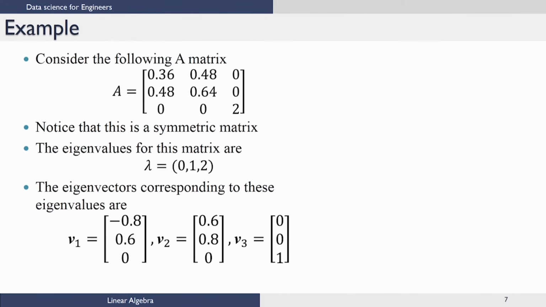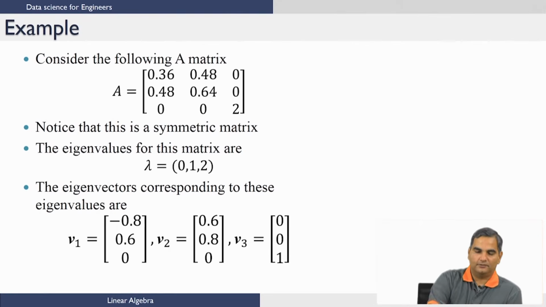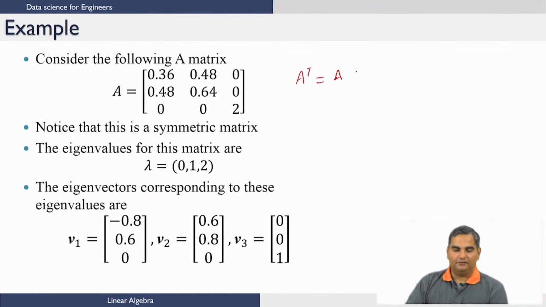So, let us take a simple example to understand how all of this works. Let us consider a matrix which is of this form here. It is a 3 by 3 matrix. First thing that I want you to notice is that this is a symmetric matrix, so A transpose equals A, and we said symmetric matrices will always have real eigenvalues.